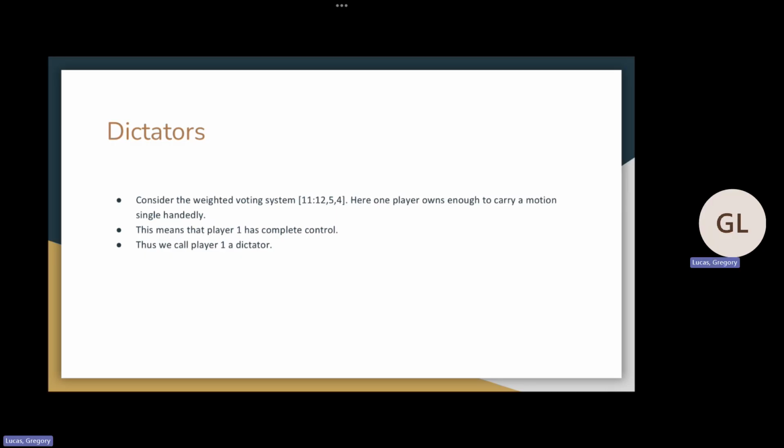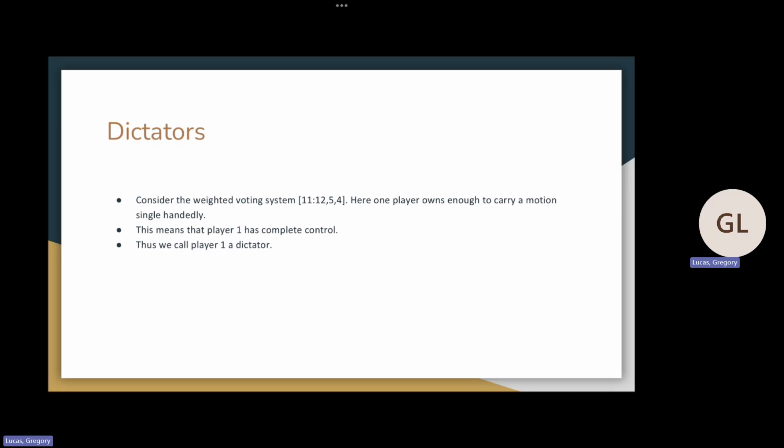So in a voting system, we have what is called a dictator. So in a dictatorship, in a voting system, one player has enough to carry a motion single-handedly. So a lot of times companies do this if someone is the major owner of a company, but still has a team to help them out, but there is one person who really owns this company. Probably pretty rare, but it is possible.